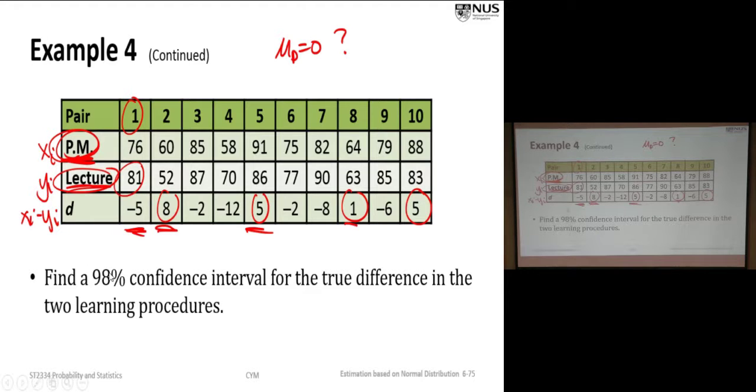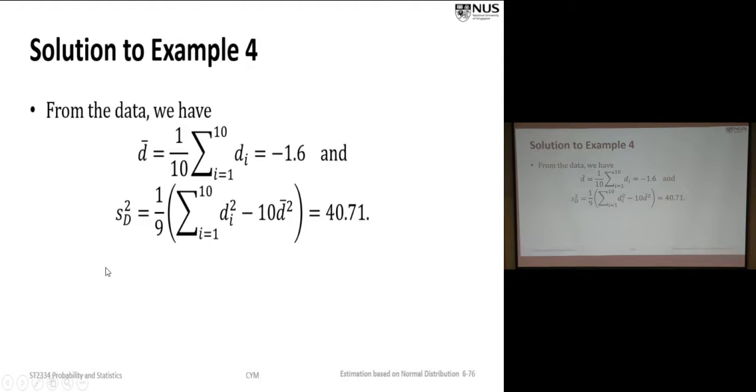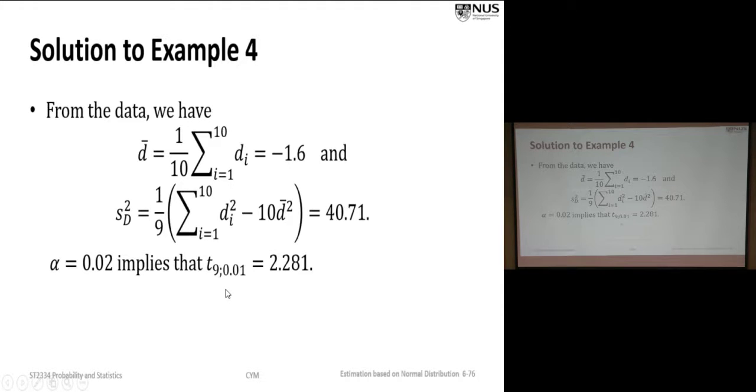So we want to find a 98% confidence interval for the true difference in the 2 learning procedures. From the data, we work out the average is minus 1.6, and the sample variance is 40.71. So we base on the formula with 10 pairs.